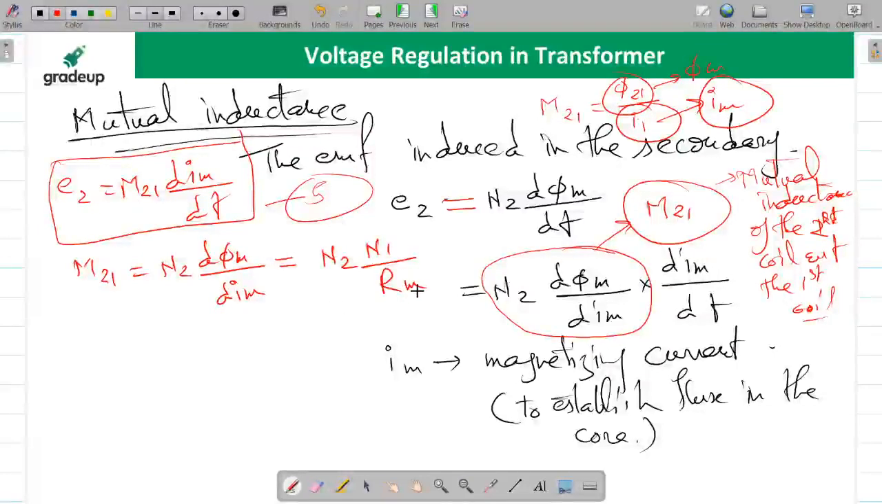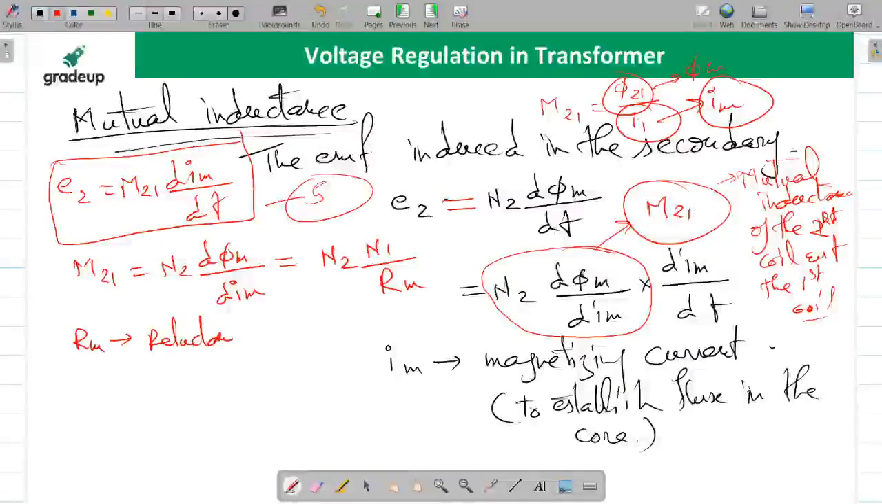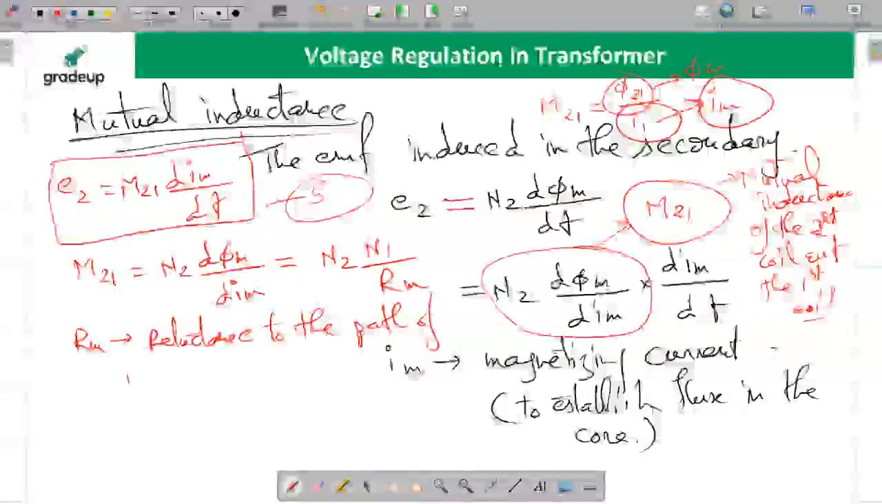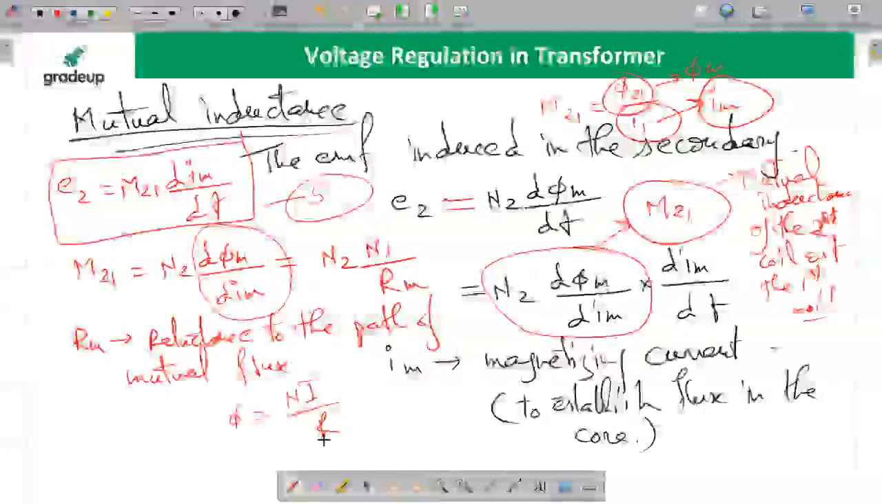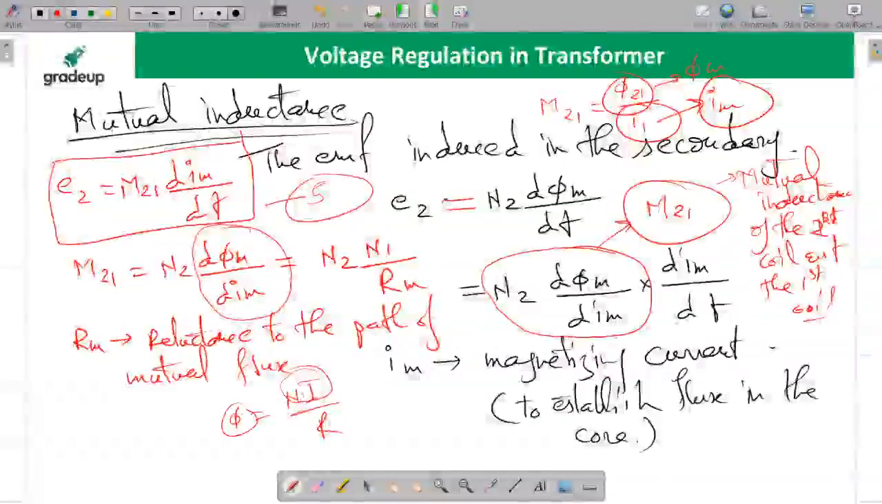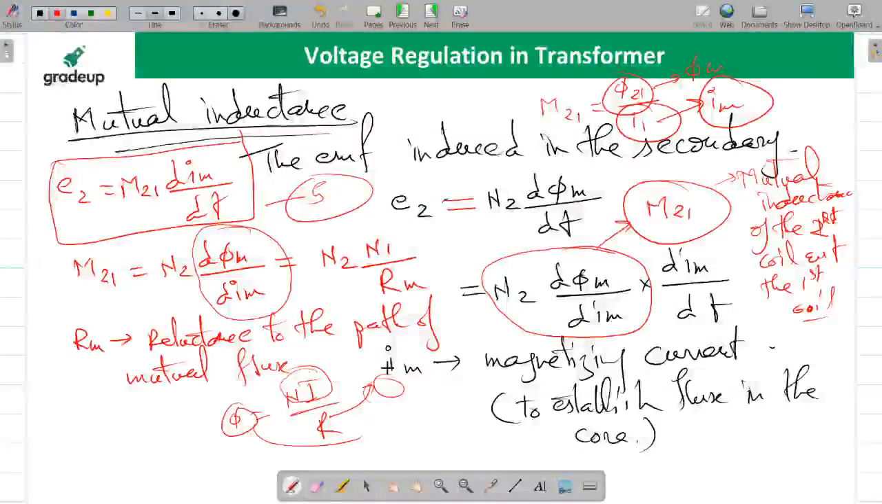What is Rm? Rm is the reluctance to the path of mutual flux. Is it clear or not? Flux divided by the current. Do you remember this or not? Flux is going to be mmf divided by reluctance. So this current divided by this flux we are writing as reluctance. I hope you are getting this.